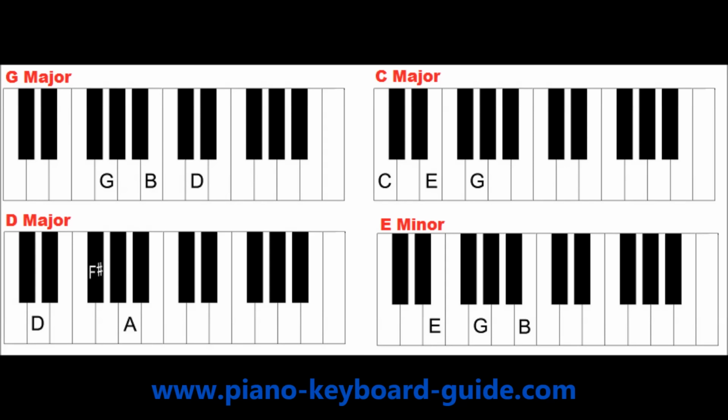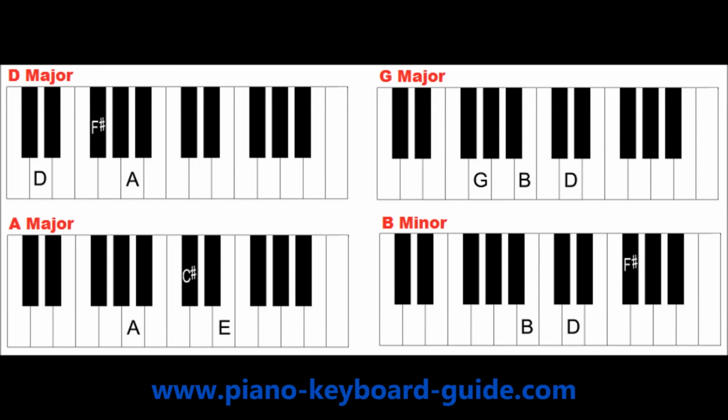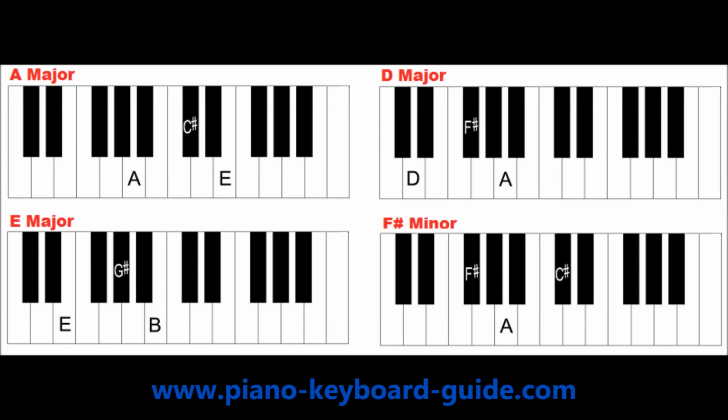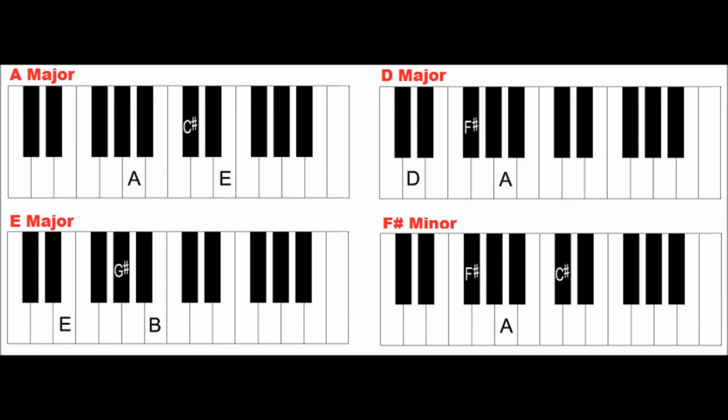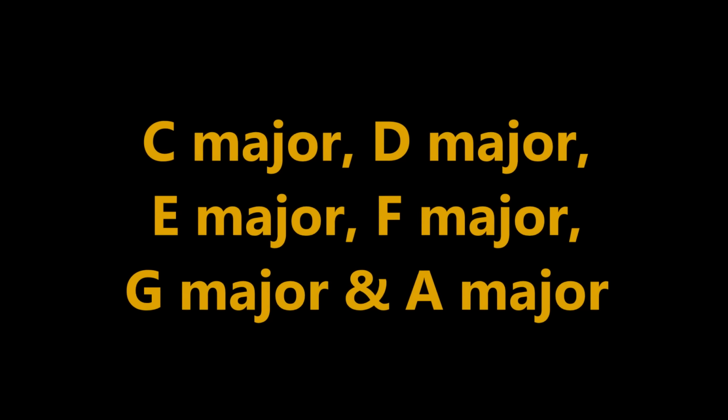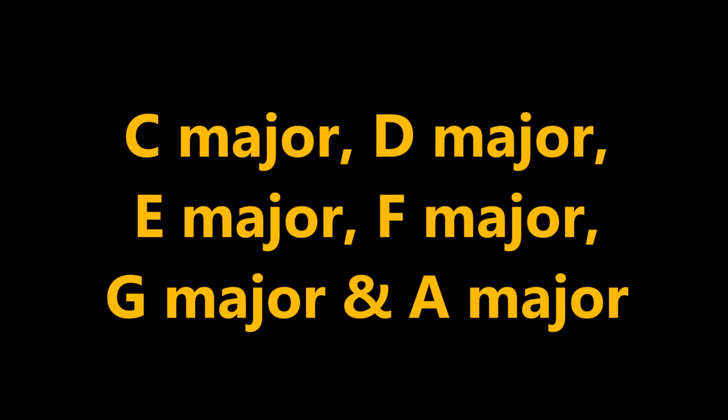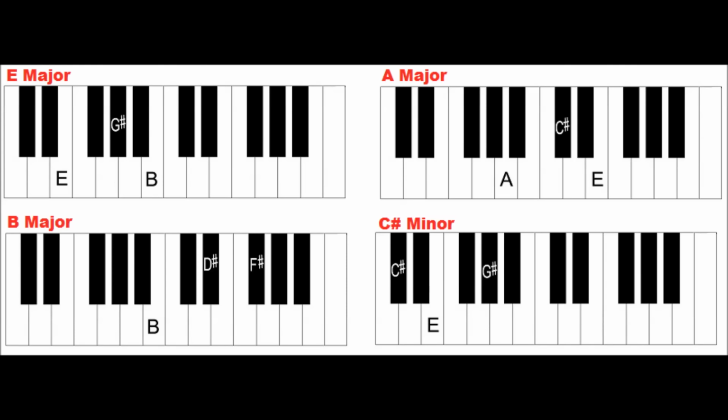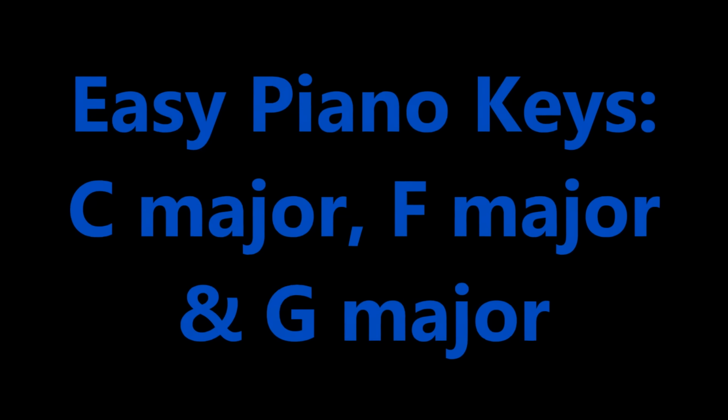So for now, forget about those complicated chords. We will learn about 6 of the easiest keys to play in on piano. These keys are C, D, E, F, G, and A. In my opinion, the easiest of these keys are C, F, and G. So you can probably start with these.